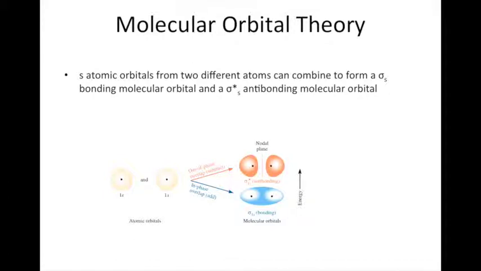In this video, we're going to continue discussing molecular orbital theory. We've seen previously that s atomic orbitals from two different atoms can combine to form a sigma bonding molecular orbital and a sigma anti-bonding molecular orbital, depending on whether the orbitals meet in phase or out of phase.